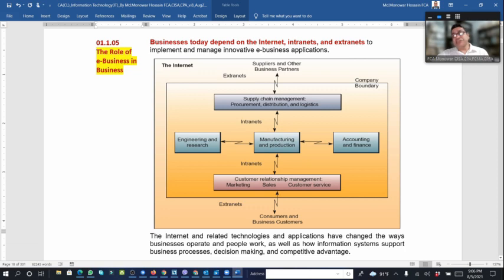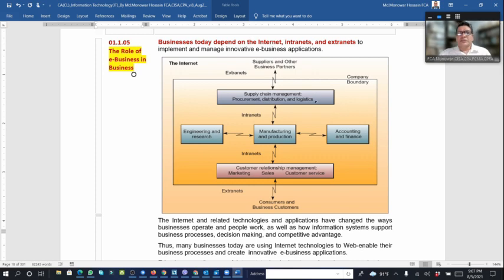Business today depends on the internet, intranet, and extranet. We know it. What is the internet? What is an intranet? What is an extranet? So look here. If we see manufacturing and production, we also know that in the production process there are cost elements, which you will also study in management information: material, labor, and overhead. With those cost elements, we are producing our product.